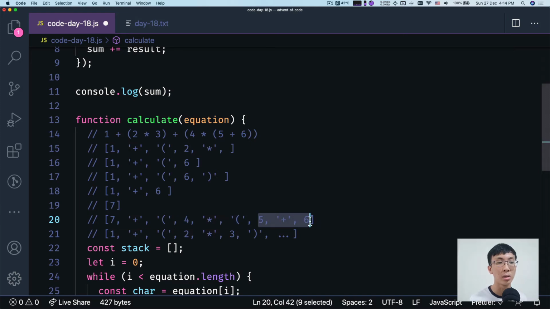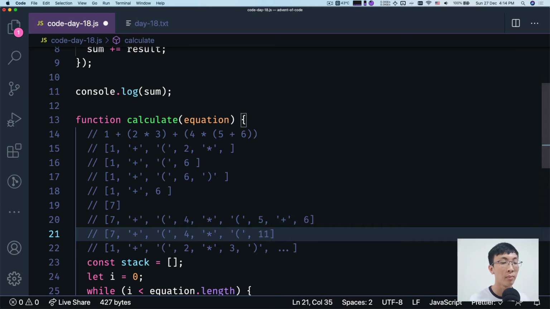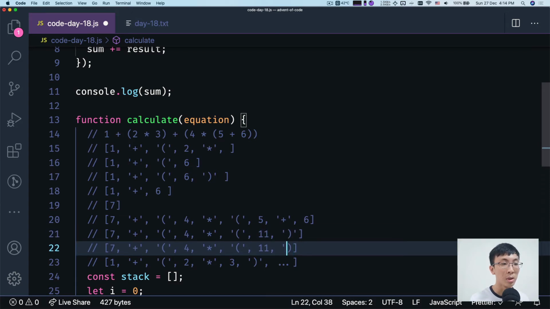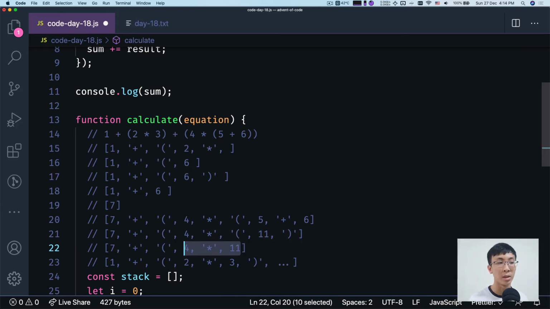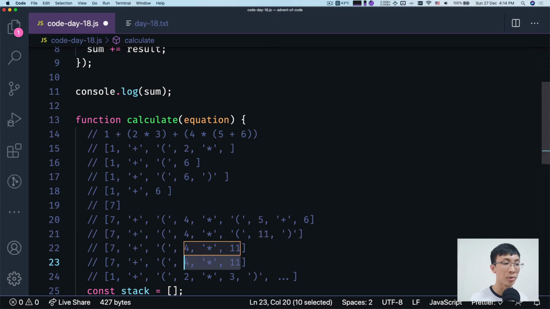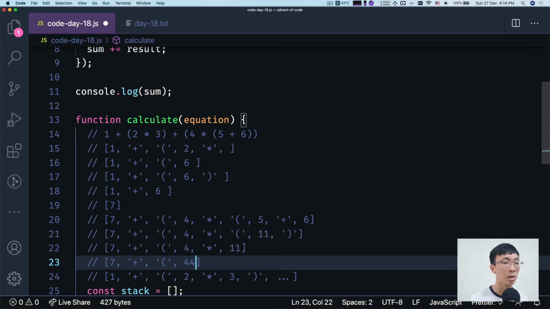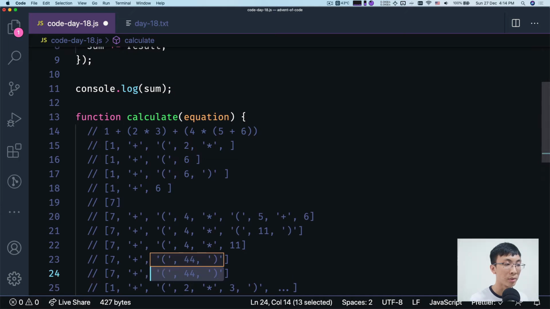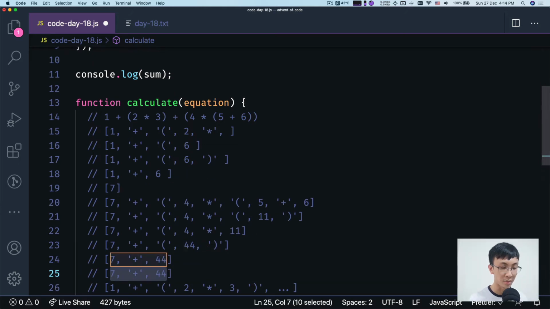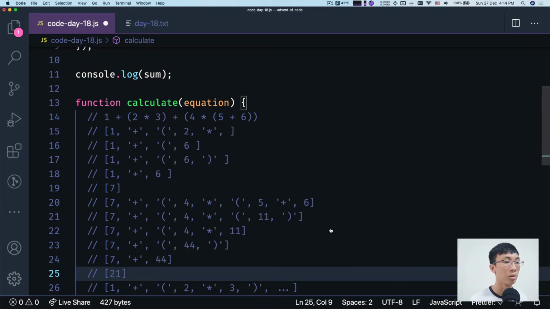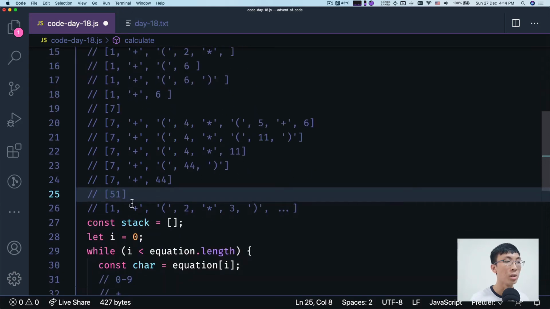And now we evaluate this, replace it with 11. And then we encounter a closing bracket, which we will pop out and put in 11. And then right before that, we find that there's a multiply, so we're gonna do it as 44 now. And then we encounter the last closing bracket. This time round, we will replace all this with 44 and we'll eventually end up with 21, right? And 44 or 51, in which this is the answer.